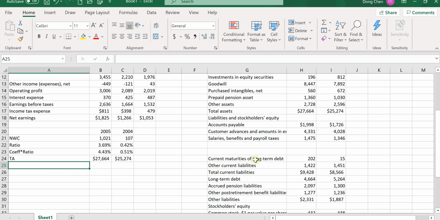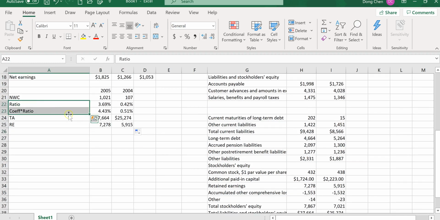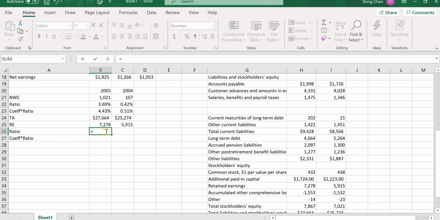So then let's go to the second one, which is retained earnings. Retained earnings is also directly from the balance sheet. So it's right here. Then pull the cell to the right, and we get the 2004 number. And then we can also do the same for the retained earnings ratio and coefficient times ratio. So the ratio is retained earnings divided by these total assets here.